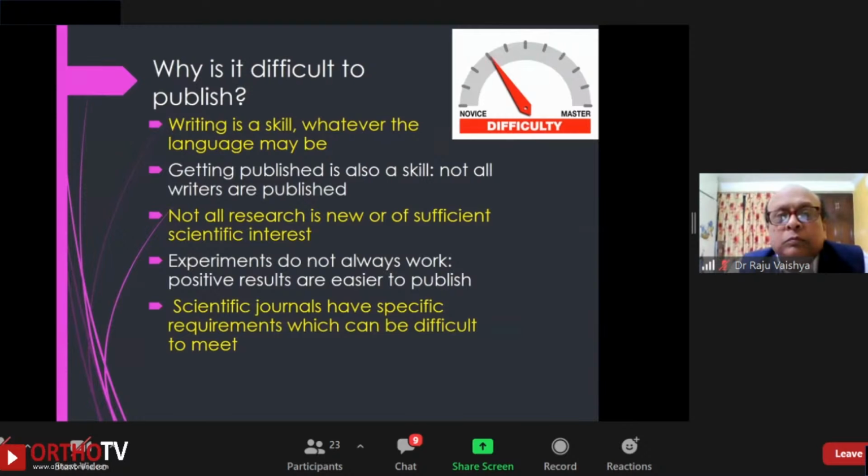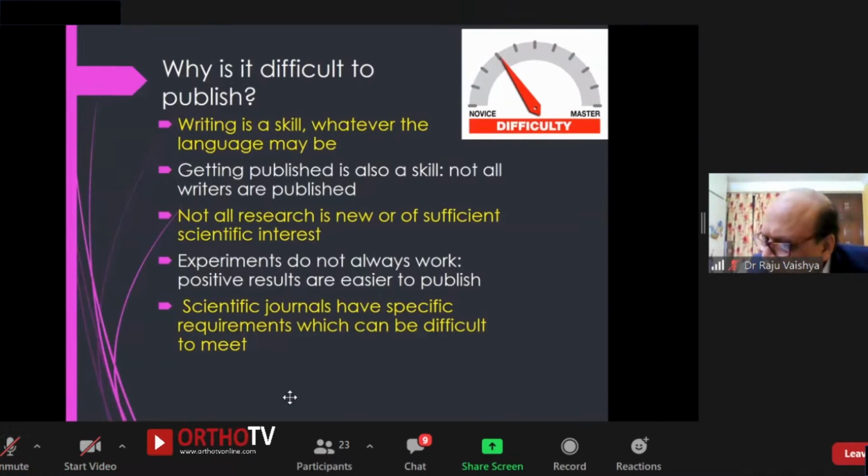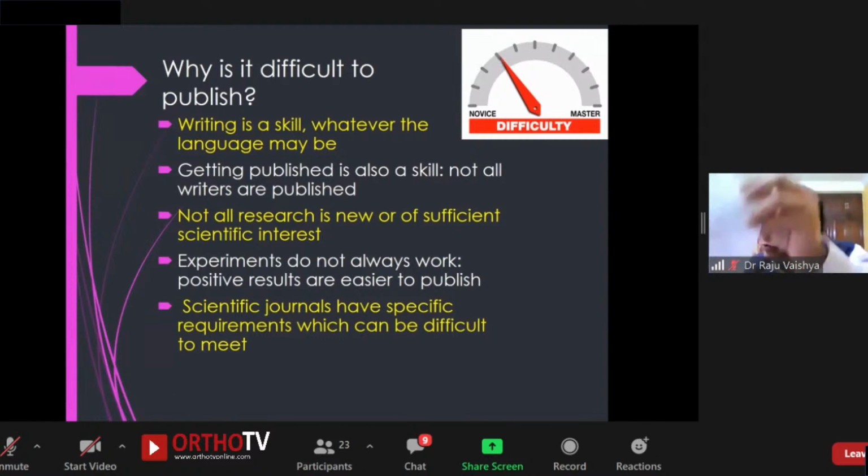Writing is difficult because there may be language barriers, and one is not used to writing scientific knowledge that they may have so easily. But not only writing is a skill, but getting published is also a skill, and not all writers are always published. The rejection rate in most journals is around 80 to 90%. The research that you are trying to publish may not have a new or sufficient scientific interest for a good journal, and experiments do not always work.